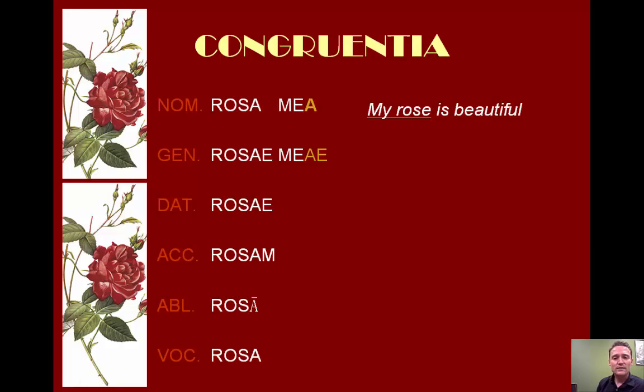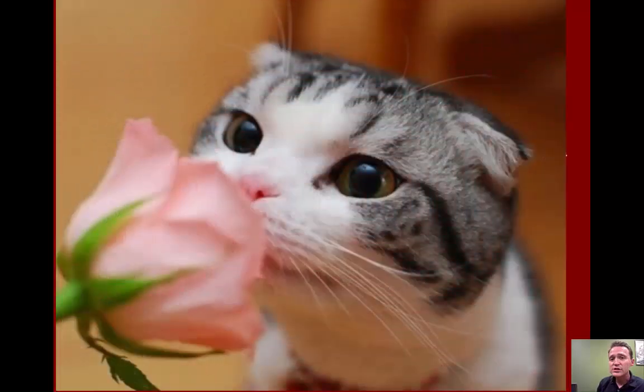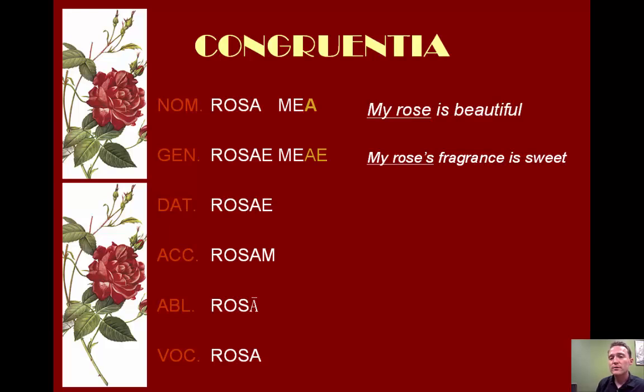Rosae meae. My rose's fragrance is sweet. Now you see in English we do have a genitive case, and that's represented by that apostrophe s. My rose's fragrance is sweet. What should stand out to you though is that in English we do not add anything special to the adjective in order to indicate that it's in the genitive case. Not so in Latin. You'll notice that it's rosae meae. Both the noun and the adjective must function in the same case.